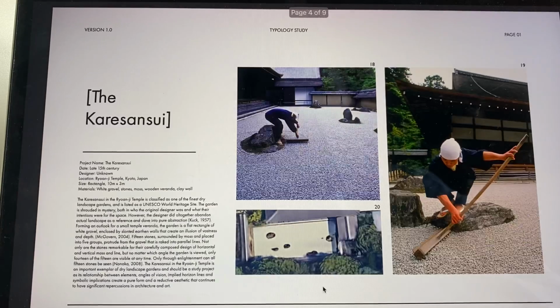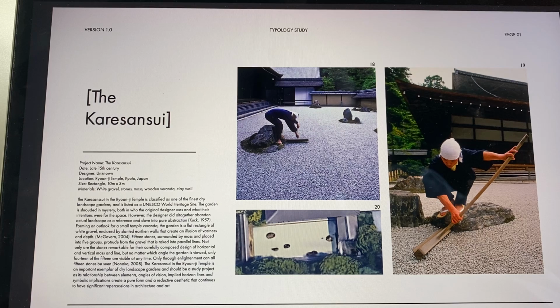My first case study was the Kare Sansui, which means dry mountain water and is a term used in Japan for dry landscape gardens. But this specific one at the Ryoanji temple is a prodigy of landscape gardens, and is recognized as the most famous landscape garden. It was designed and built in the late 15th century. The designer is unknown, and it's about 10 by 3 meters and contains white gravel, stones, moss, and a clay wall.